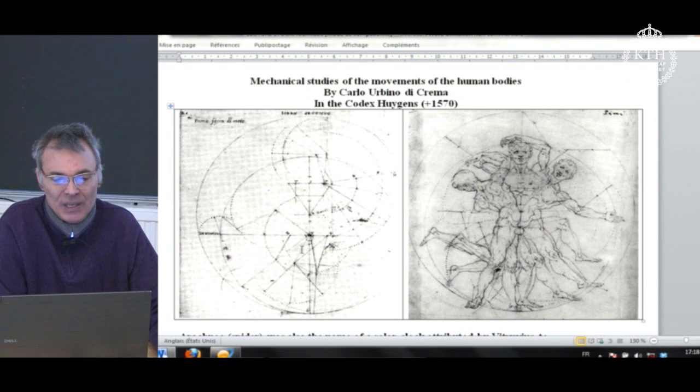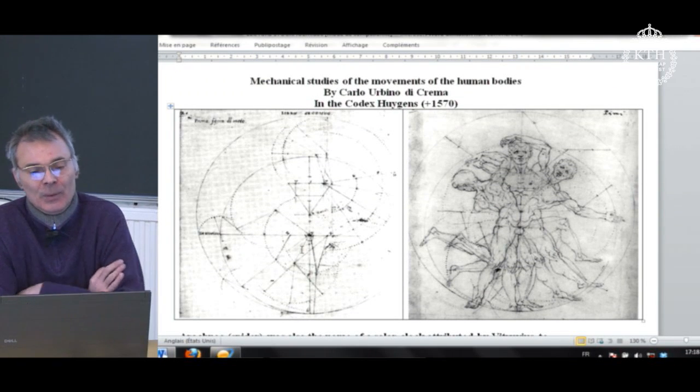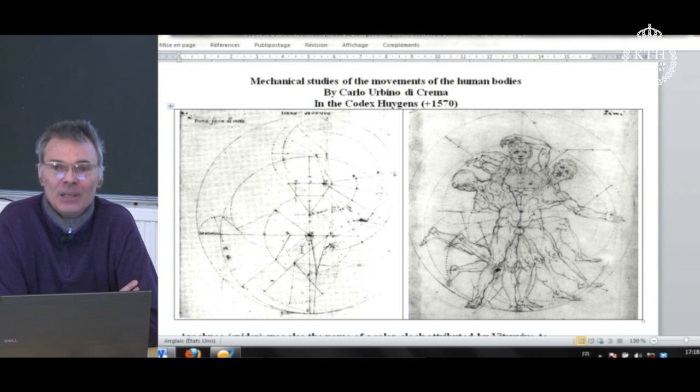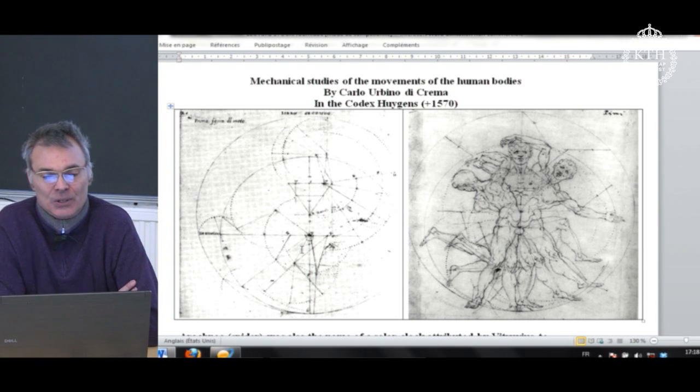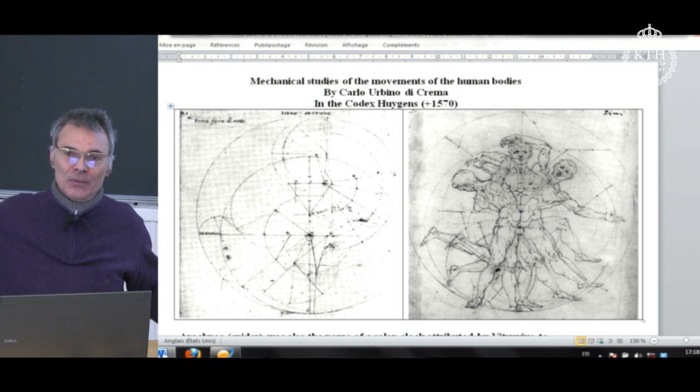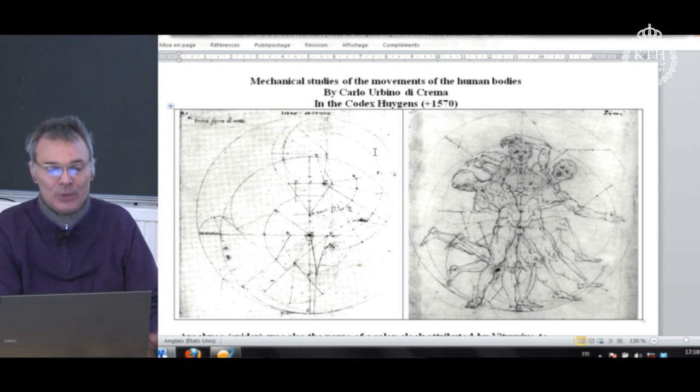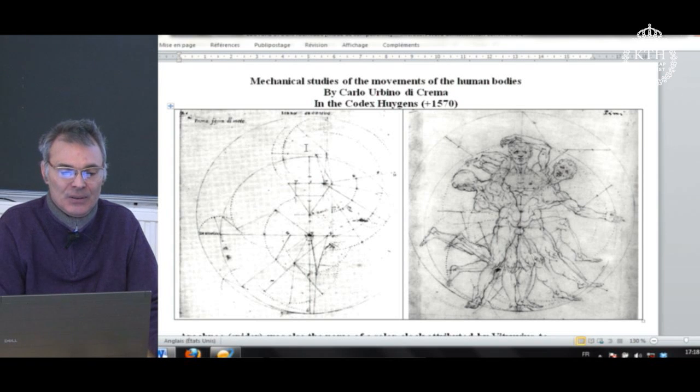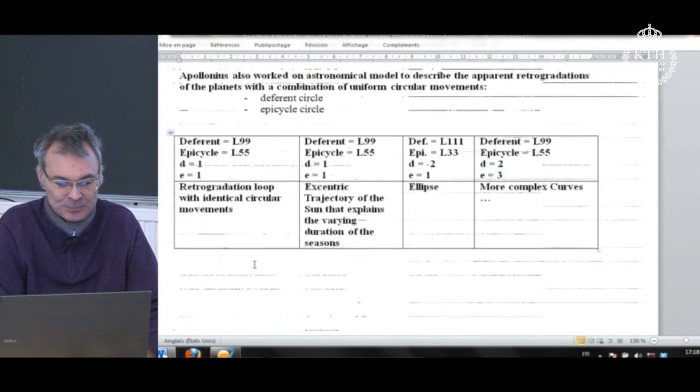If you look here at this drawing made by Carlo Urbino di Crema that we find in the Codex Huygens from 1570, you see the correspondence between the various positions of the human body and the epicyclic curves that you have on this drawing.